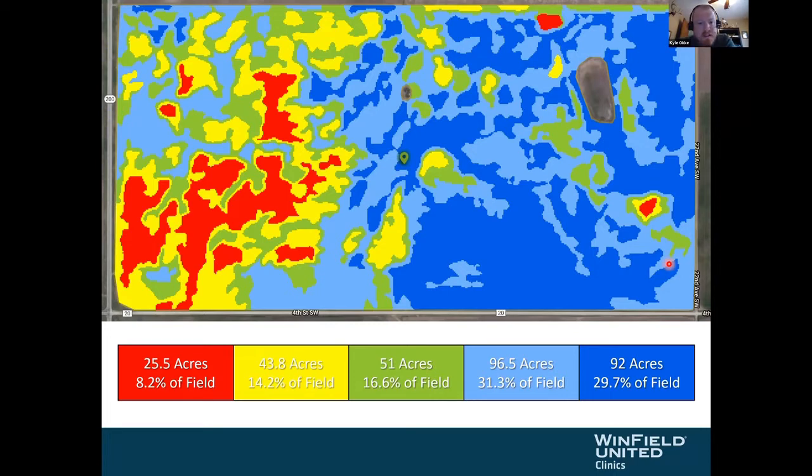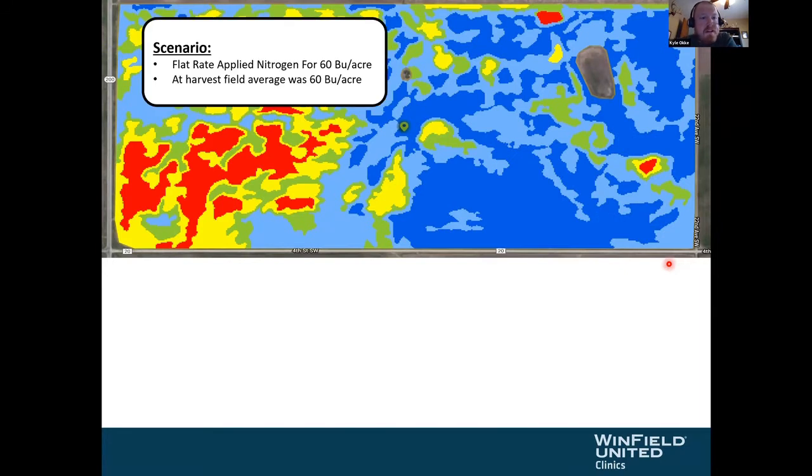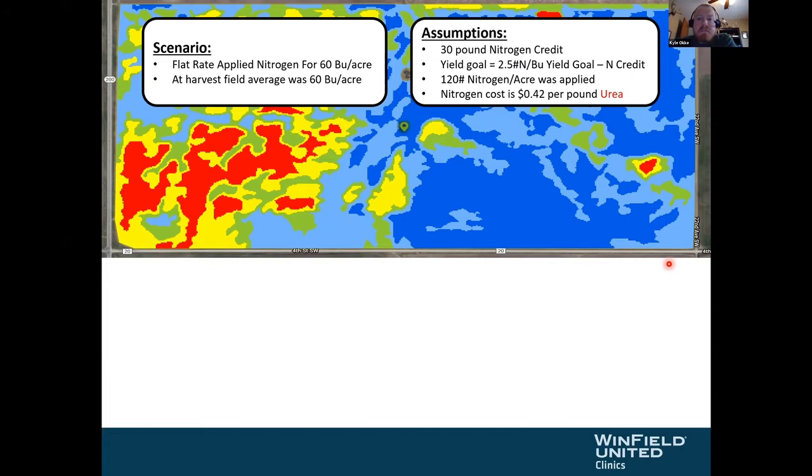Or excuse me, these are just the acres on here, but let's look at a scenario. So for us, it's pretty common to flat apply nitrogen for 60 bushels an acre, and generally we'll get that 60 bushels an acre. Just some baseline things so you guys understand where we're coming from on fertility. This might be different from you, but generally our nitrogen credit is in the 20s to 30s most years, but our yield goal is always 2.5 pounds of nitrogen per bushel yield goal minus those N credits. And so 120 pounds of nitrogen, or units of nitrogen, were applied flat across the field.